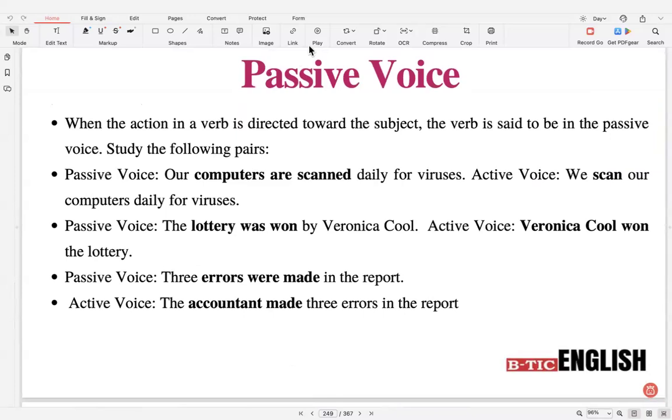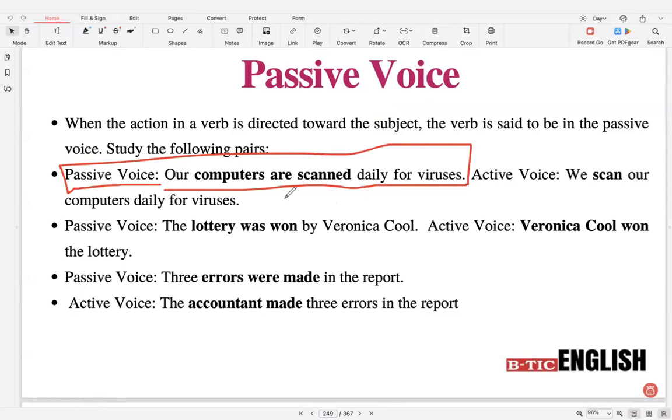When the action in a verb is directed towards the subject, the verb is said to be in the passive voice. For an example, look into these two sentences. Our computers are scanned daily for viruses. We can scan computers daily for viruses. Now here, look into the passive voice. Okay, Fatima, this is passive voice. As you can see, Fatima, the passive voice starts with the object. Our computers are scanned daily for viruses. Active voice, it starts with the subject. We scan our computers daily for viruses.